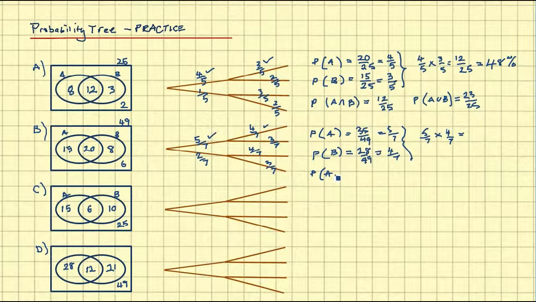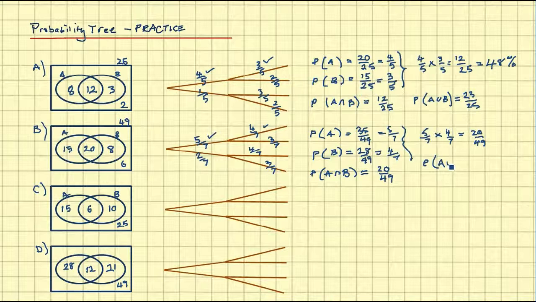Okay, probability of A, B. So 5/7 and 4/7, that's 5 times 4 is 20, over 49, and that won't simplify. So going to my diagram, let's just check. I've got 20 out of 49, so that's confirmed by the Venn diagram.